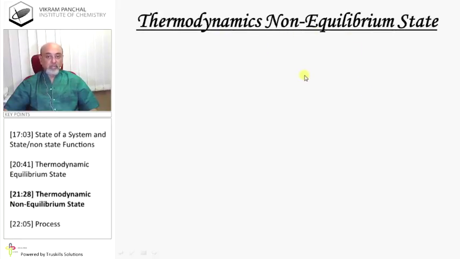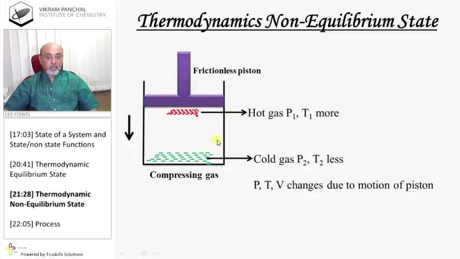Thermodynamic non-equilibrium state. Suppose a gas is filled in it and suddenly you find a change in the position of the piston, which is frictionless. Again, there is a hot gas, there is a cold gas, there will be different pressure and temperature over here, different pressure and temperature at this level. That means every time pressure, temperature, volume change due to motion of the piston. That is known as non-equilibrium state. And here the piston is not stationary, it is continuously moving.